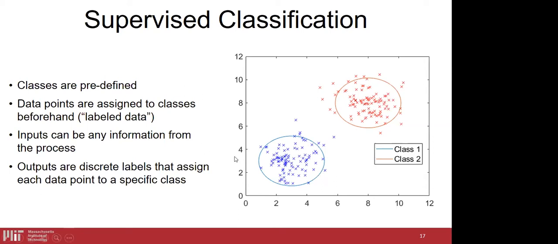Inputs can again be any kind of information from the process. Overall, I want something like a separation line between those two classes that tells me, if I'm on this side of the line, this is class 2. If I'm on the other side of the line, this is class 1. And of course, I can extend that framework to more than just 2 classes and to higher dimensions than shown here.